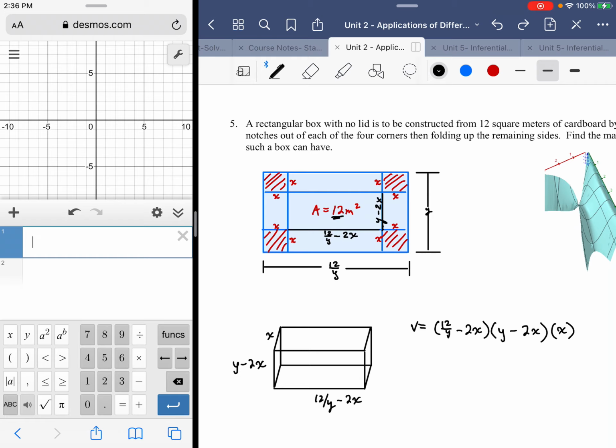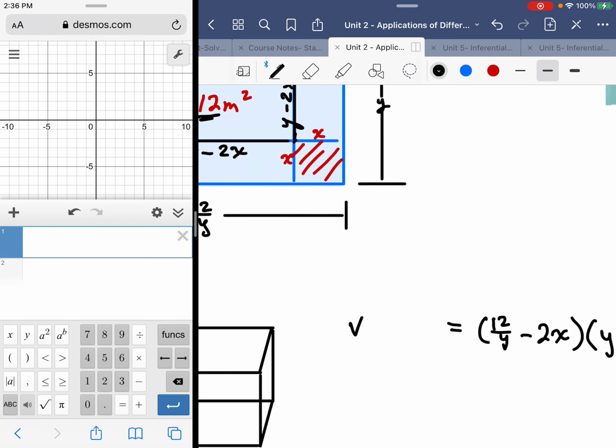All right. So we have this volume formula. Volume is length times width times height. Cannot speak anymore. This is quicksand.